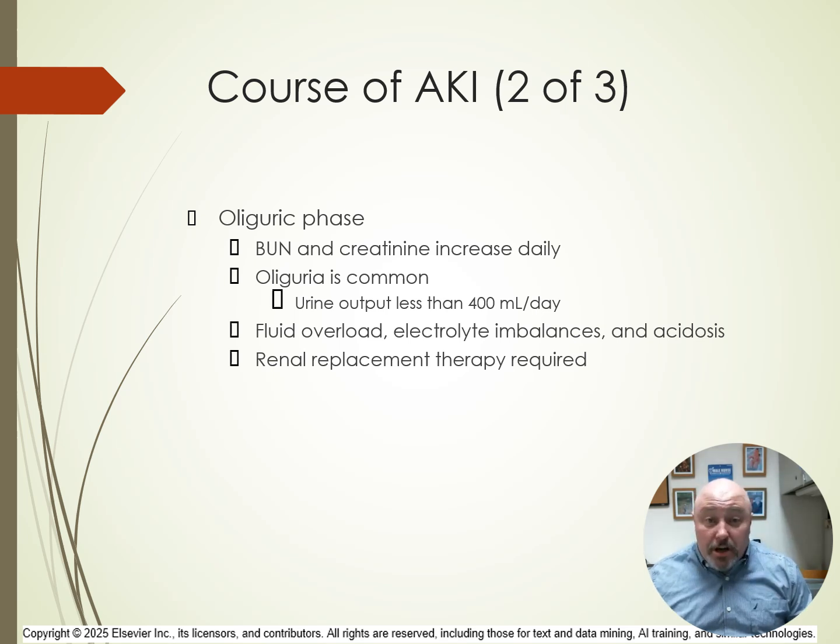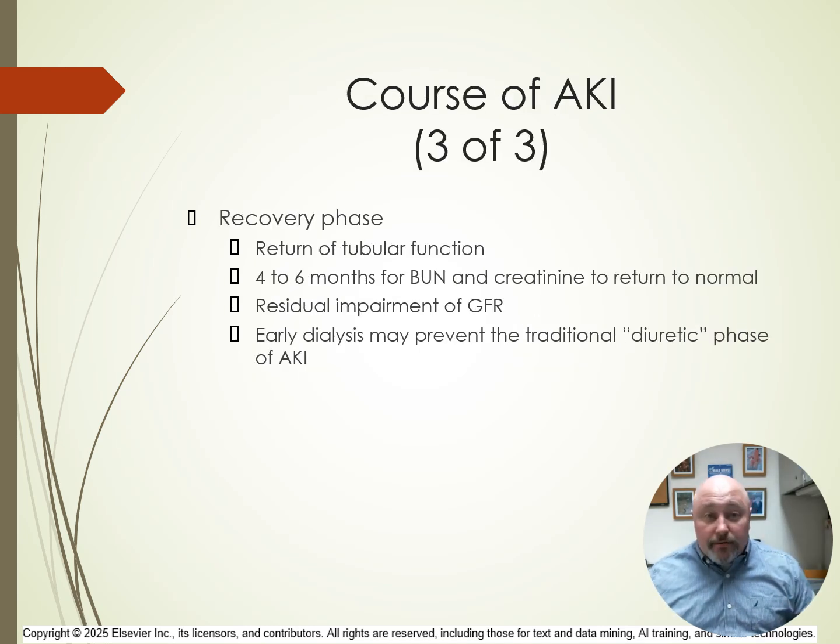However, patients may be non-oliguric with urine outputs greater than 400 milliliters in 24 hours. This phase usually lasts 8 to 14 days, but it may last up to 11 months. The longer a patient remains in this stage, the slower the recovery will be and the greater the chance of permanent renal damage. And finally, the recovery phase, or the return to tubular function.